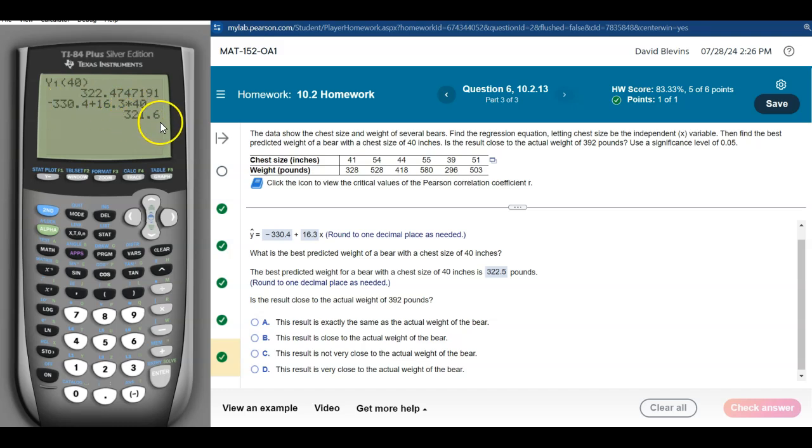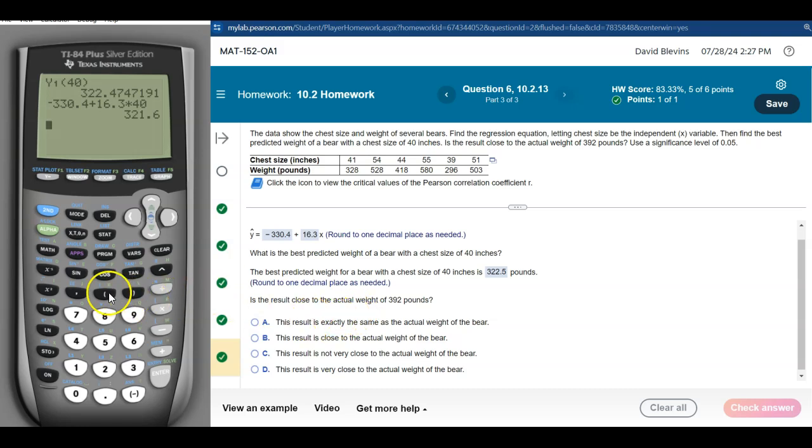If I started this problem over and chose to do this method, plugging directly into my previous answer, it would accept that, but it also accepts you using technology, which uses many more decimal places and thus gets a different answer when we plug 40 in. But it's perfectly fine to use either one. All right, the actual weight is 392 pounds. It wants to know if that's close.